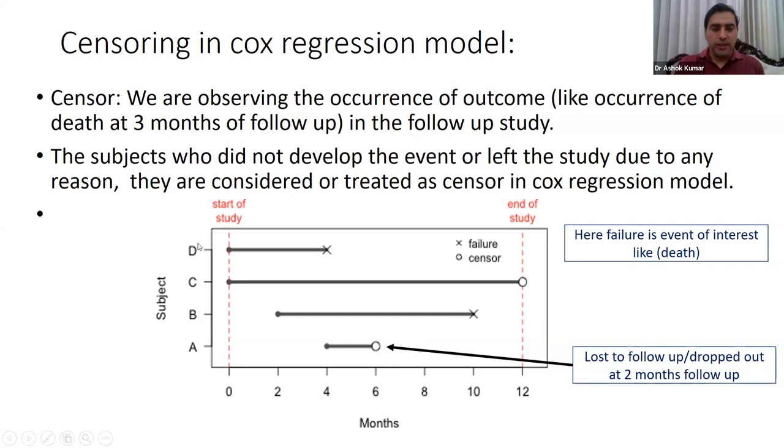Here D is not censored because he or she developed the event of interest. B is also not censored. But C and A: C completed follow-up but did not develop the event of interest or did not die, so it is also censored. And A did not complete follow-up up to 12 months and was lost to follow-up. So we don't know whether he or she developed the event or died or not. We don't know, so it is censored.